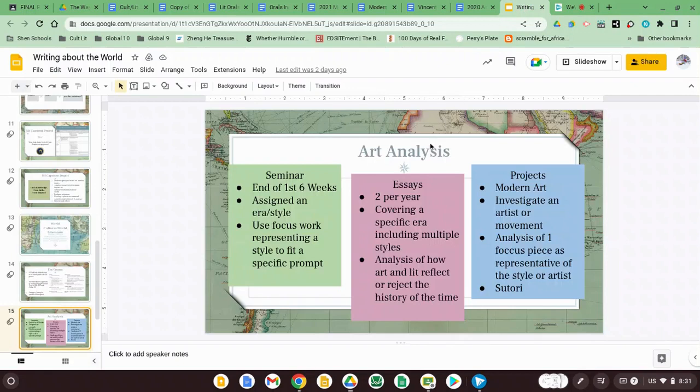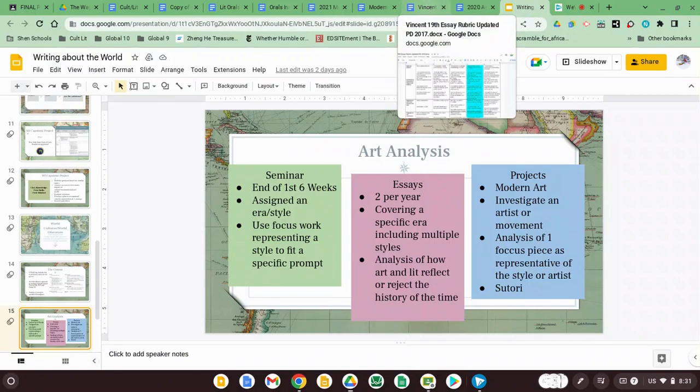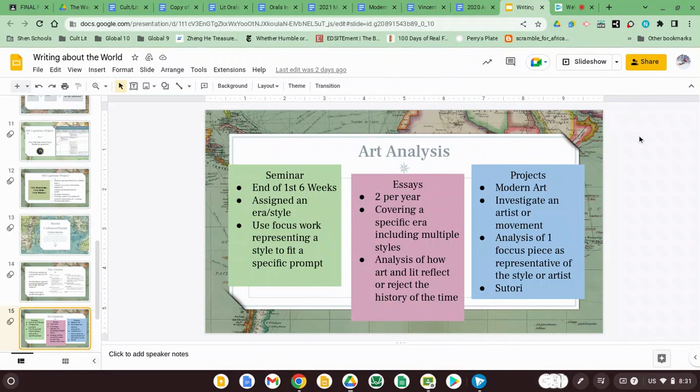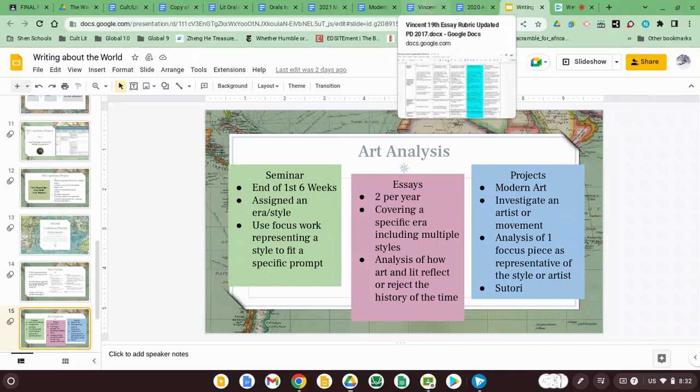Another type of writing, or another type of art analysis that we do, are these art essays that we do twice a year. They cover a specific era. So, for example, the first art analysis essay that we do is based on the 17th century. Kids look at different styles of Baroque art, they look at some Enlightenment style art, and basically, they're saying how do these styles reflect or reject the history of the time period. They also incorporate a piece of literature into their writing. And so we're asking them to look at art, lit, and history all wrapped up into one.